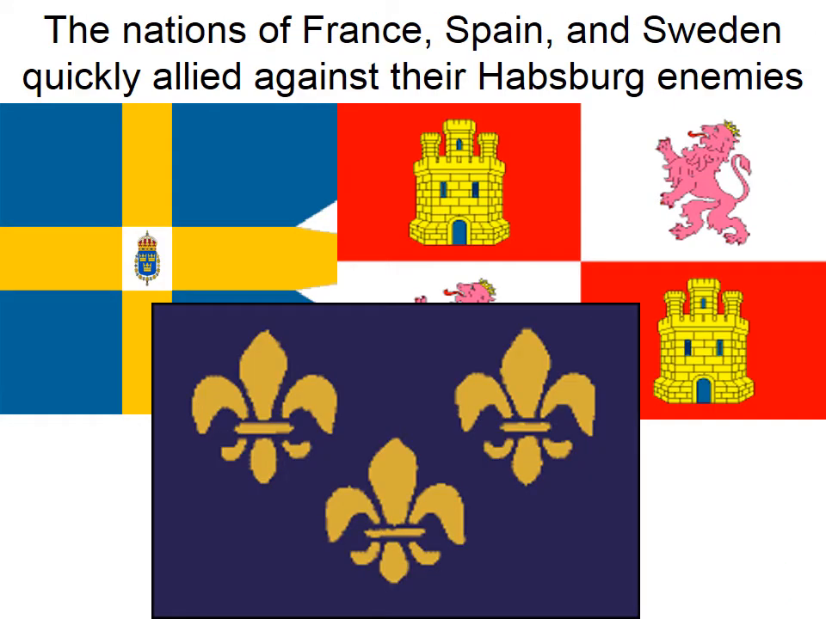So what's going to happen next is pretty interesting. Again, we're going to start to see an alliance system start to form. France, Spain, and Sweden wound up going against their Habsburg enemies. Because remember, France and Spain at this point are Bourbon, and even though they're Catholic, religion isn't playing a role anymore at all. It's completely political. So France and Spain and then Sweden went against the Habsburgs, against Maria Theresa.